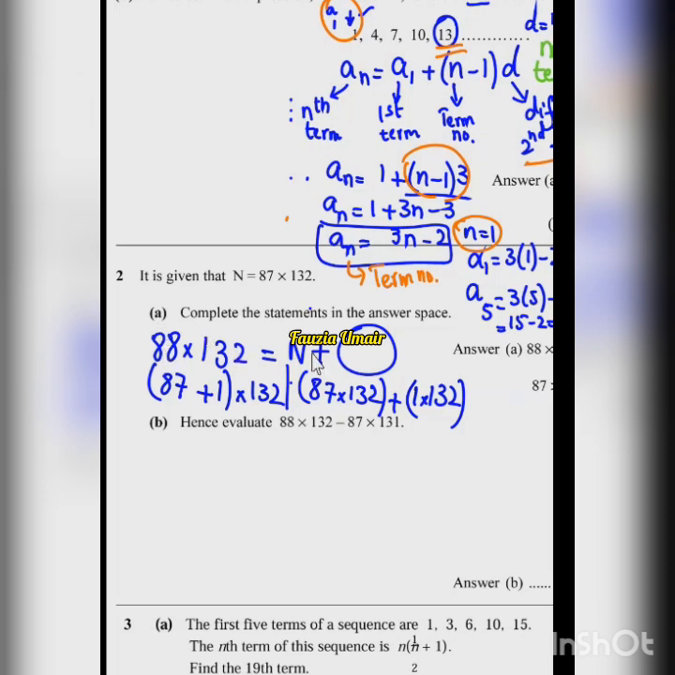To introduce n in the question or in the statement, I have written it like this. Now this is n, so I can write it as n plus 132, since 1 times 132 is 132 only. So the answer of the first part will be n plus 132.